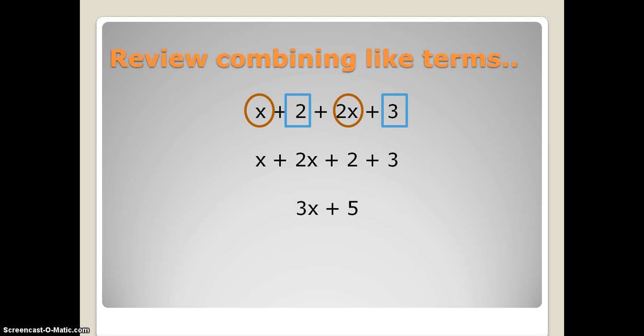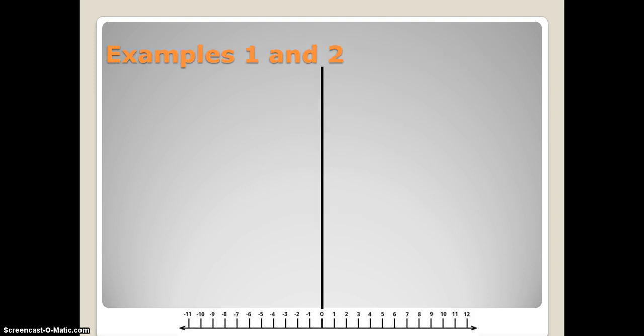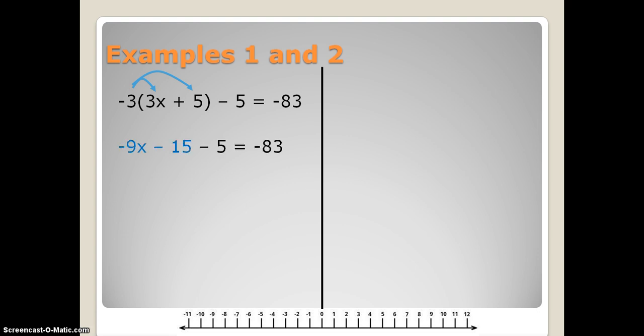So now that we know how to distribute and combine like terms, let's start doing some examples. So here's our first example. As you can see, we have ourselves a set of parentheses with a number on the outside. So what we're going to do is distribute through with this negative 3. Now be very careful with your signs. When I multiply a negative 3 times the positive 3x, I'm going to get a negative 9x. Also, when I distribute a negative 3 with a positive 5, I'm going to get a negative 15. So do you see how that plus sign has now become a minus sign?